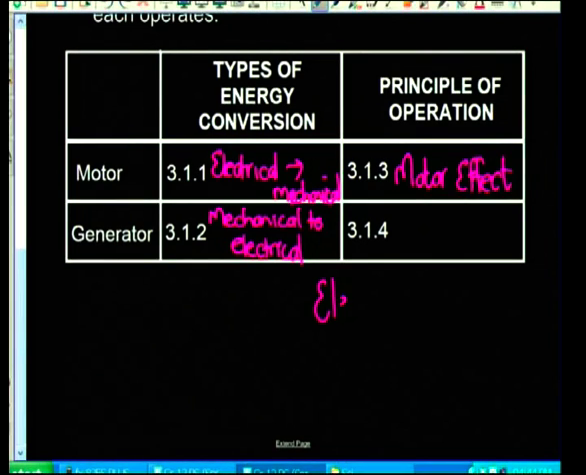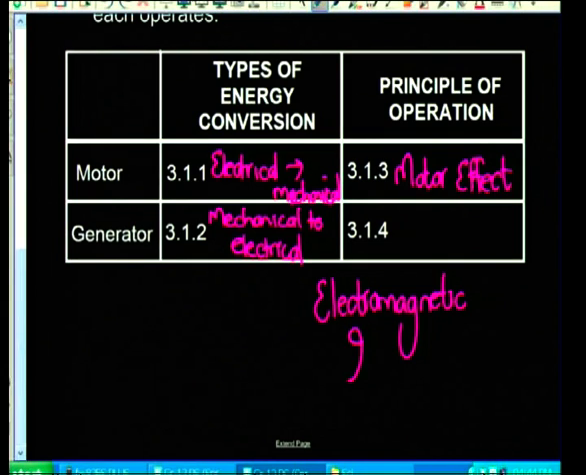The generator comes from the principle of electromagnetic induction. Electromagnetic induction. Not Faraday's law. Faraday's law helps us find values and calculations from electromagnetic induction, but it's not Faraday's law.